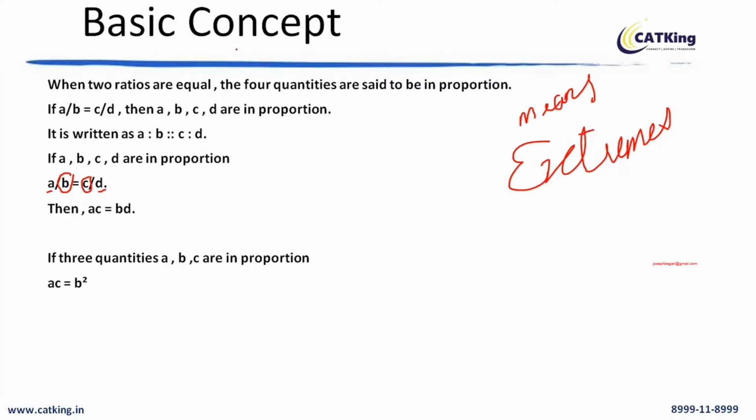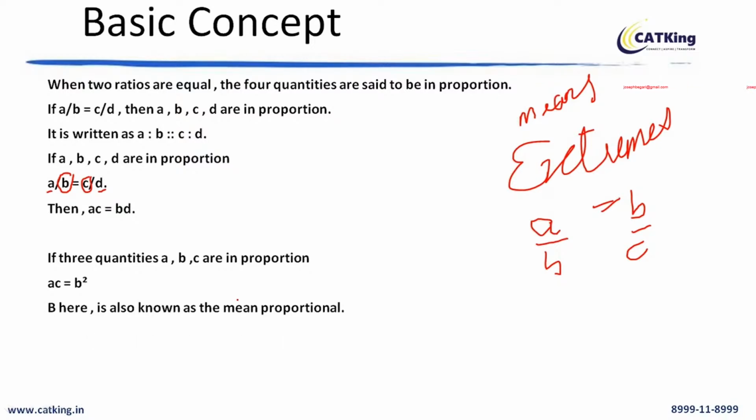Now what if three quantities, let's say A, B and C are in proportion, what happens then? That results in B square is equal to AC. How does this happen? A upon B is equal to B upon C. Now we cross multiply and we get B square is equal to AC. Here B is the only middlemost quantity, so it is known as the mean proportional. These are the basic concepts that we have all studied in our earlier grades.